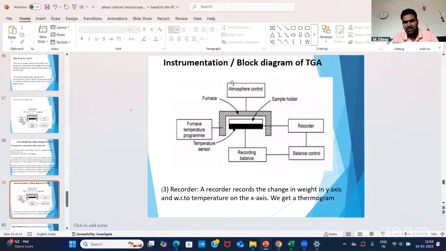So just now we have seen this instrumentation block diagram. Here the first, second, and the third one is the recorder. The recorder records the change in weight on the y-axis with respect to temperature on the x-axis, and we get a thermogram. Just now we have seen the TGA curve. On the y-axis, the change in weight is taken. Sorry, the weight is taken on the y-axis, and on the x-axis we will take the temperature. As the temperature changes, the weight of the sample changes, so we will record it by using the recorder. Okay.